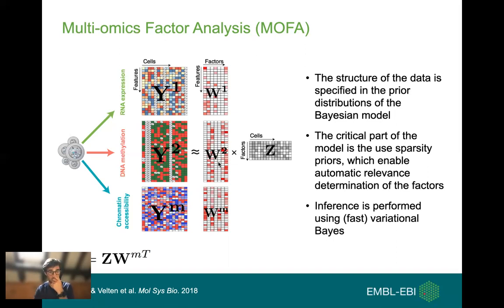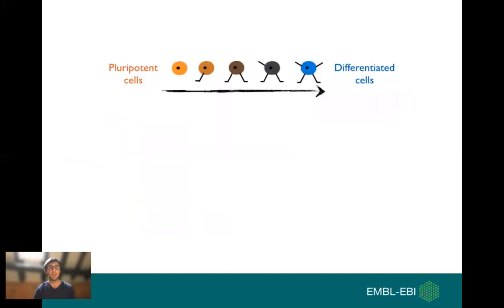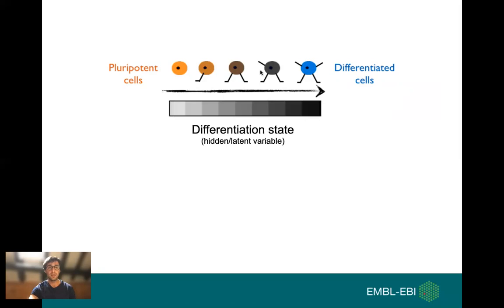Okay, so just to wrap up, I just want to show you an example to again get the intuition of how this model works. Consider a situation where you have a set of pluripotent cells and you are inducing a differentiation experiment, and they need to become something. Now, we could artificially define a variable that we can call the differentiation state. And this differentiation state is essentially just capturing where in this trajectory each cell lies.